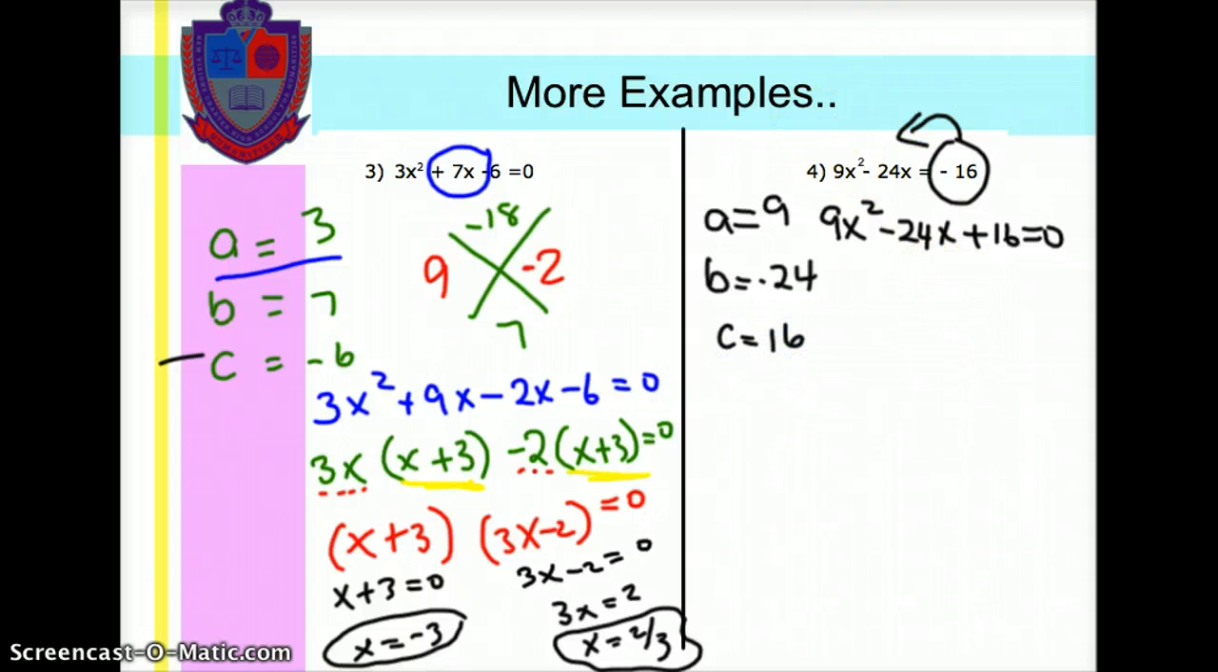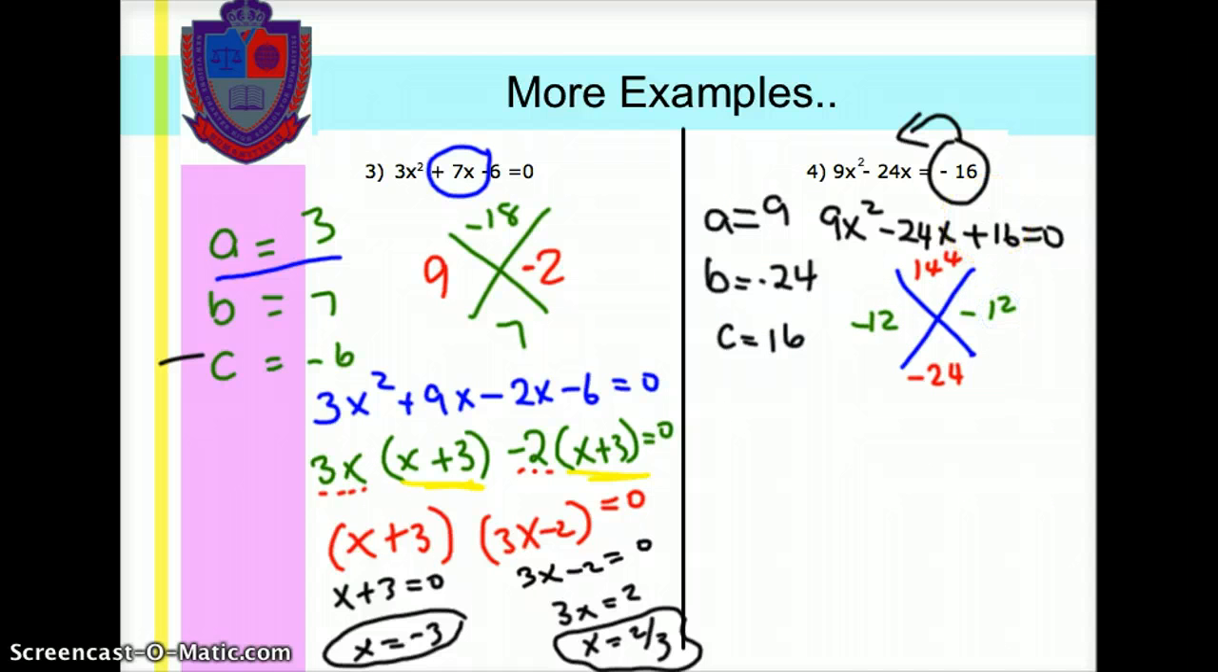Good. So now let's use a different color. So what goes on top? Oopsie. What goes on the top? 9 times 16 is 144, and at the bottom it becomes negative 24. So two numbers, when you multiply them, you get 144, but when you add them, you get negative 24. Perfect, guys. Negative 12 and negative 12.